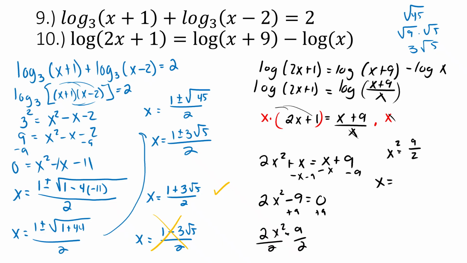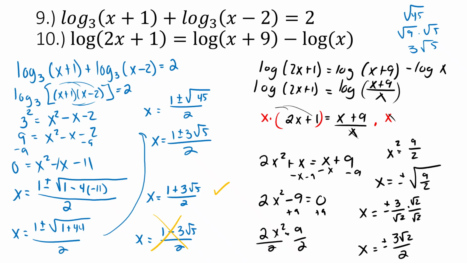Now we're going to take the square root of both sides, but remember that that is a plus or minus that we got going on there. The square root of 9 is 3. And then I'm going to go ahead and do a quick rationalize the denominator there. So we have 3 root 2 over 2.